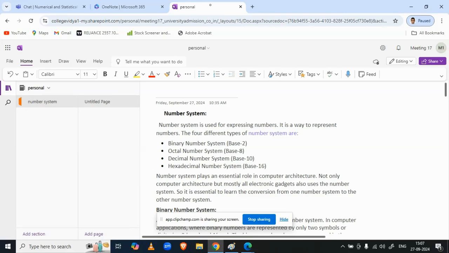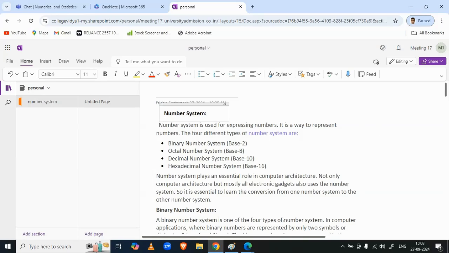We can classify our number system into four types. First is binary number system, second is octal number system, third is decimal number system, and fourth is hexadecimal number system. The radix or base of the binary number system is 2. Why? Because the binary number system has only two digits, either 0 or 1.